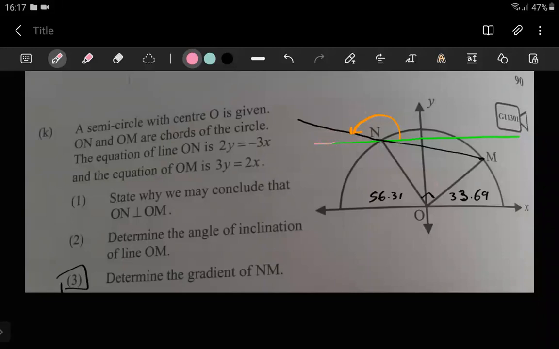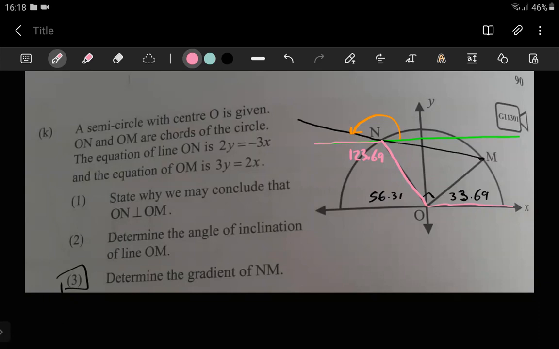What I'm already seeing here is, remember this green line is parallel to the x-axis. So if the green line is parallel to the x-axis, do you see that here we have alternating angles? Yes, I do see. So this is 90 and 33, so this is like 123.69. Okay, so what else do we know?